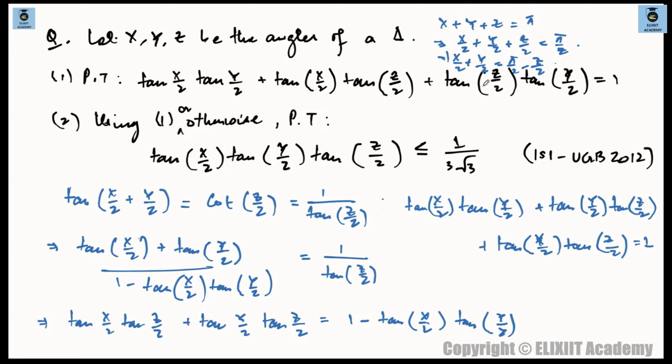Use AM-GM on number 1, on the 3 quantities. Also, are these three quantities positive? Check. x, y, z are basically the angles of a triangle. So x by 2, y by 2 and z by 2, all of them are lying in between 0 to pi by 2. Their sum is equal to pi by 2, at most the sum is pi by 2. So all of them are lying between 0 and pi by 2.